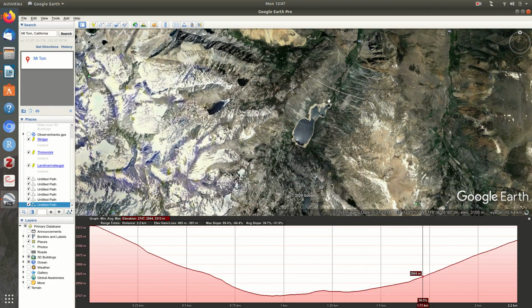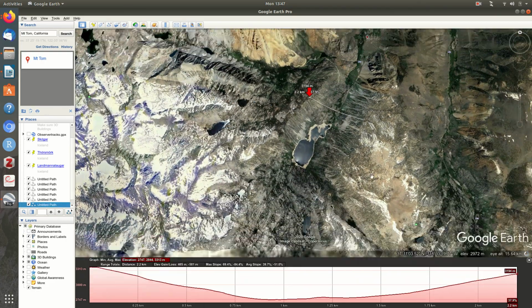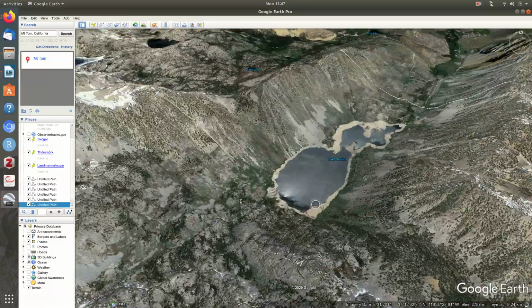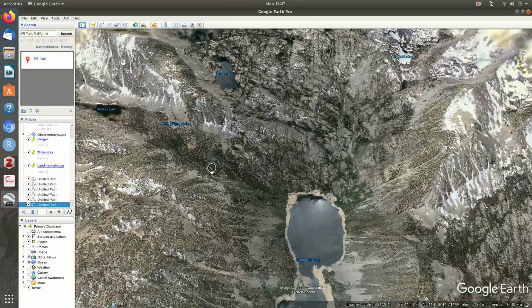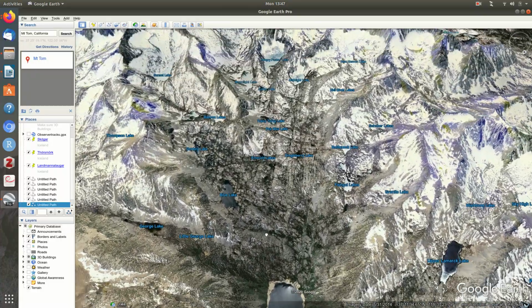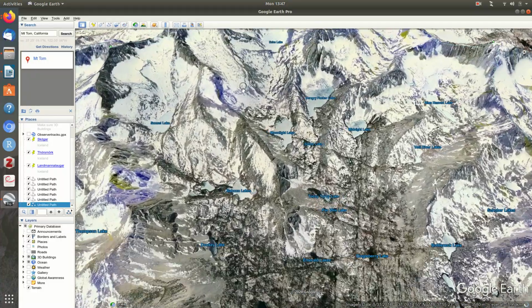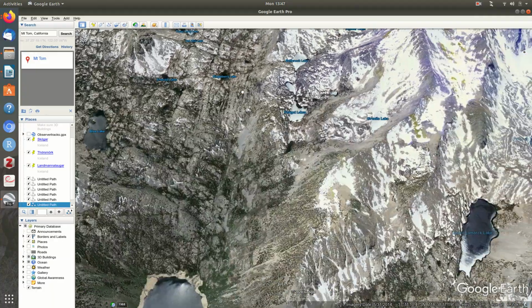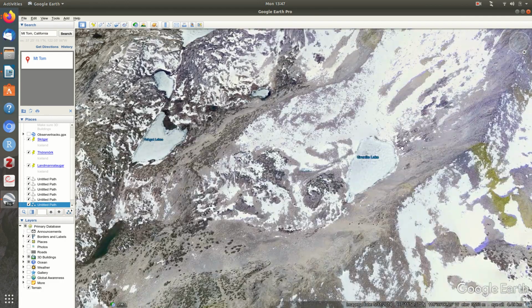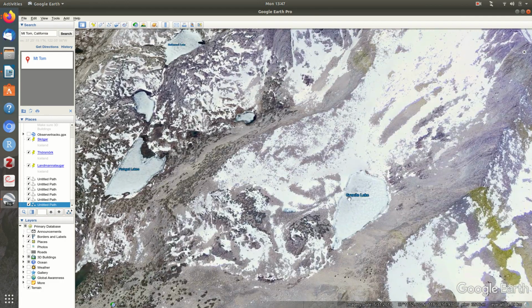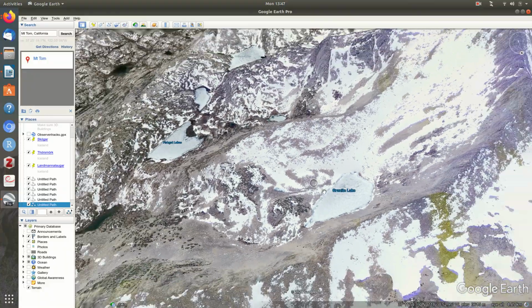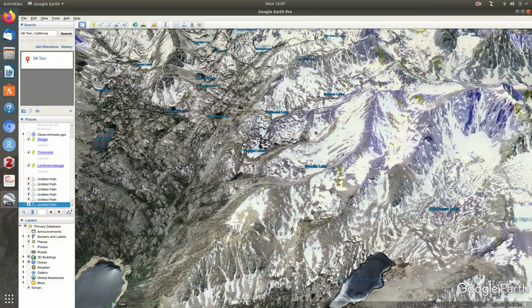Okay, I'm going to X out of that. And then we can look at some cirques. This is a bountiful amount of cirques here. So here's a pretty good example. This is a cirque here that doesn't have a glacier in it anymore. It has a lake in it. So that's a tarn. And you can see that bowl shape with the head wall in the back.